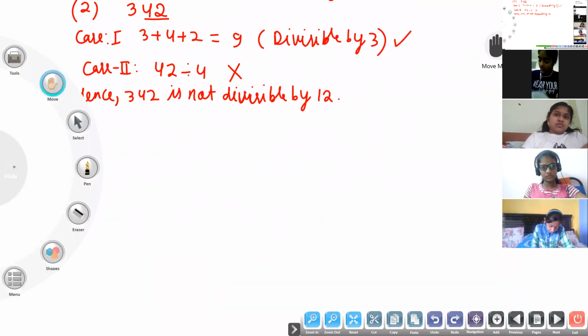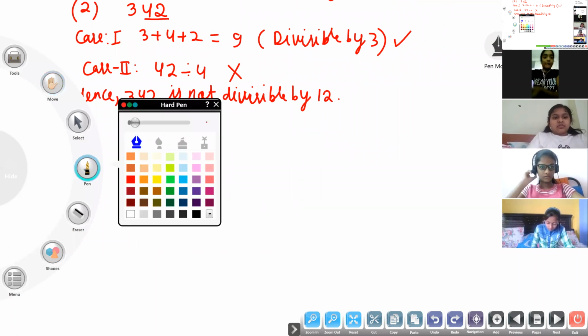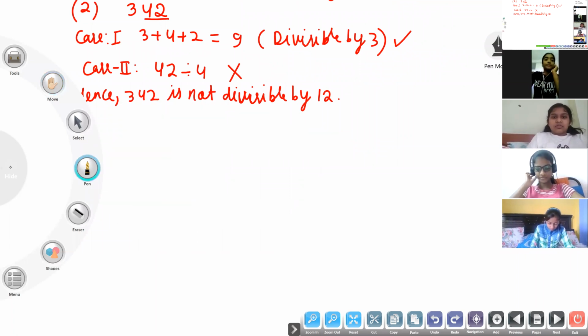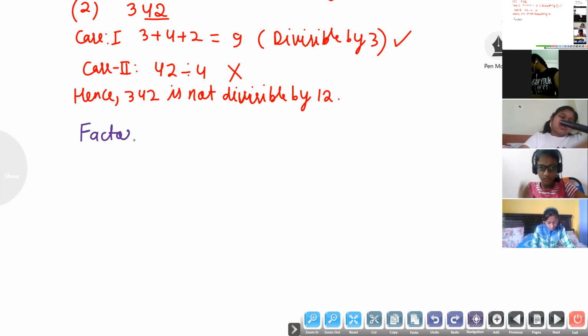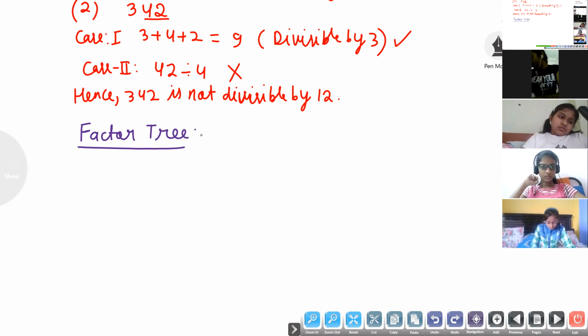Now I am going to explain to students a very interesting concept, factor tree. Everyone likes factor tree.